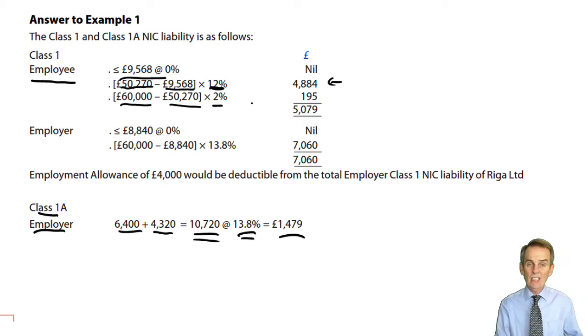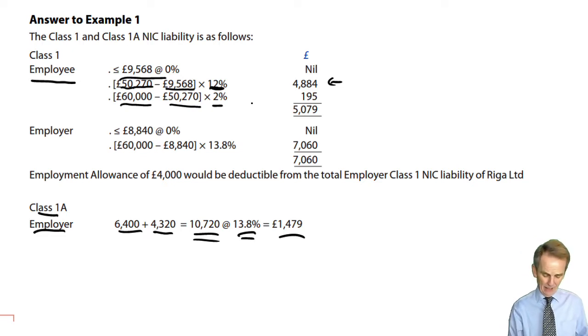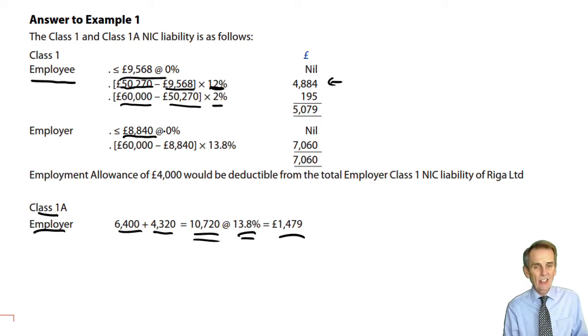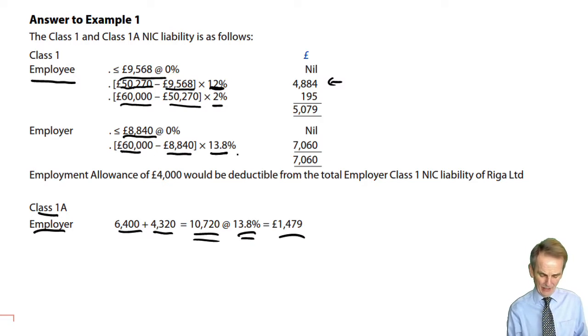So far as the employer is concerned, it's actually easier in terms of the calculation because there's only a lower threshold, there isn't an upper limit at which any main rate would cease to be payable. Here we've got up to 8,840 being at 0% before you start to actually pay anything, but then there is no upper limit. So the salary is 60,000, everything above 8,840 is then at 13.8%. So again, work the calculation there.